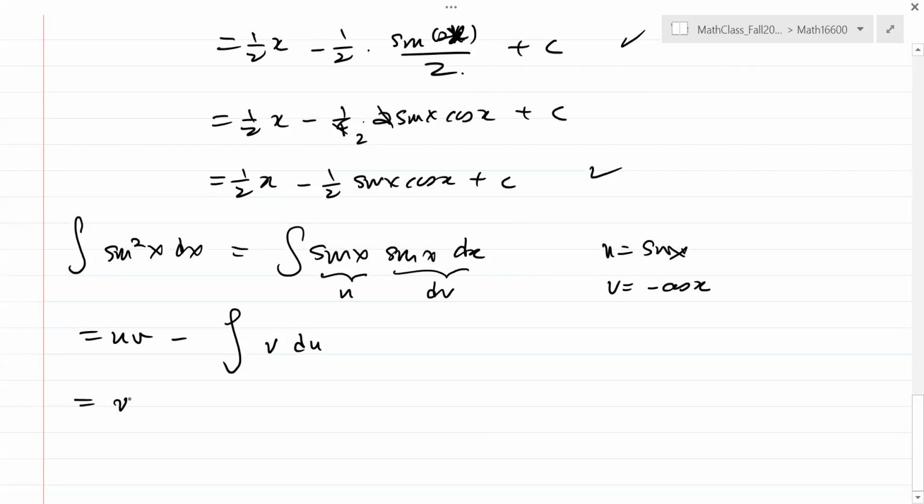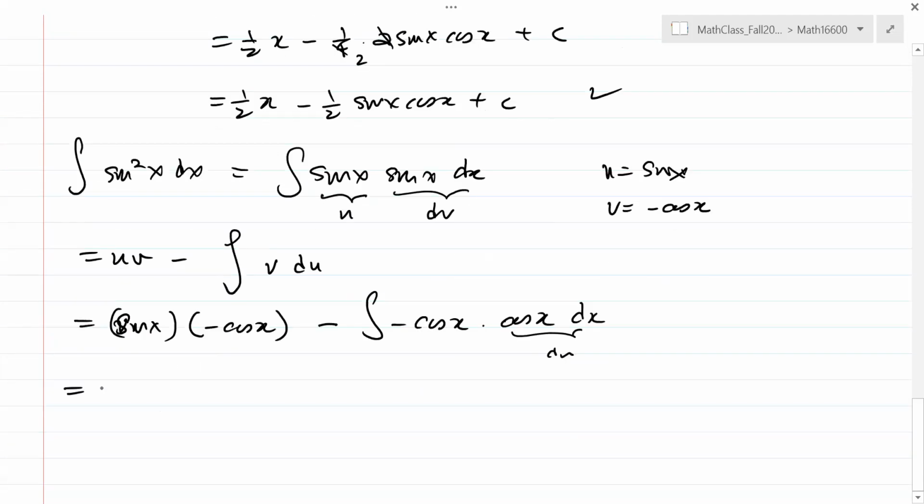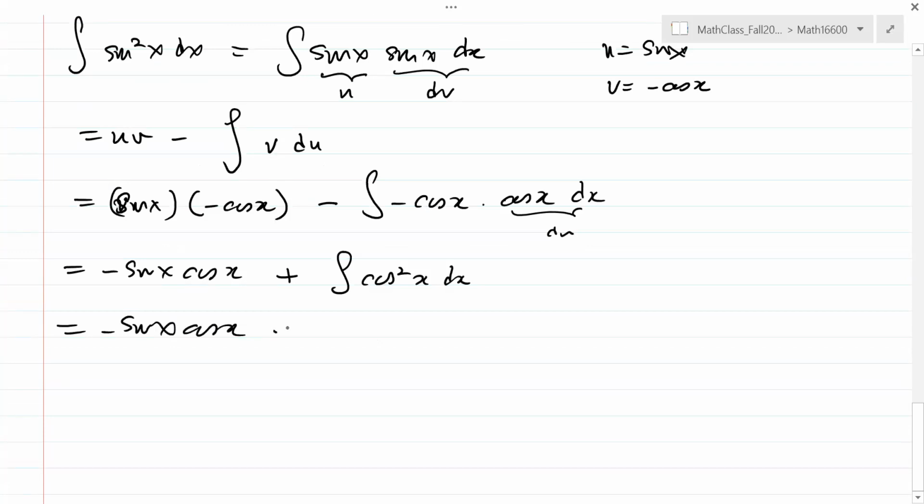So let's do that. u is going to be sine x, v is negative cosine x, okay? And then minus the integral of negative cosine x times du, and du is that sine x becomes cosine x dx. That's a du, okay? Great, so what do we get? Negative sine x cosine x plus the integral of cosine square x. Wow, I changed sine square x to the integral of cosine square x. That's okay, you can change cosine square to 1 minus sine square. There's no big difference between cosine square and sine square. Do you agree? So that's great. It's working.